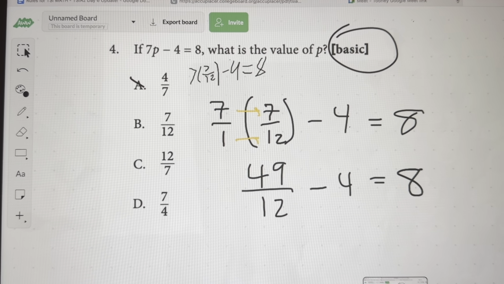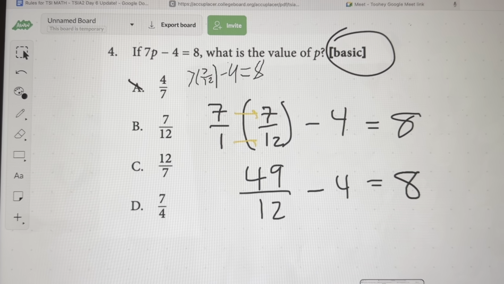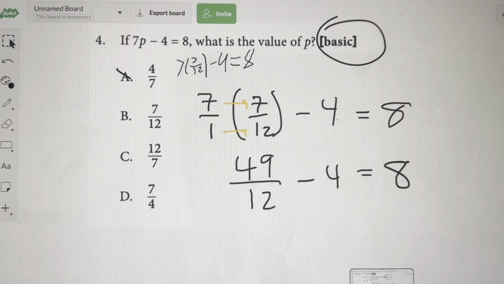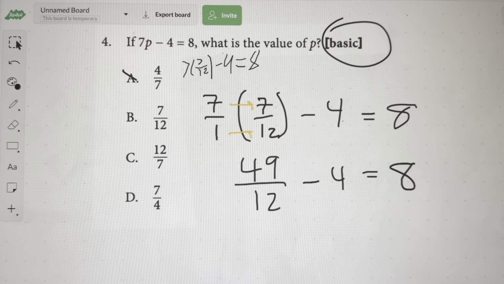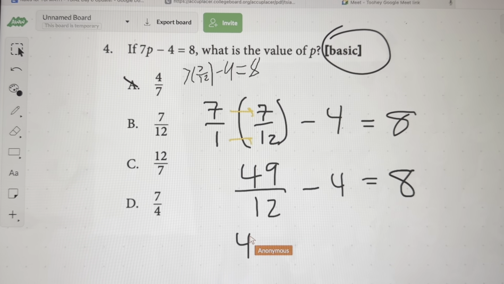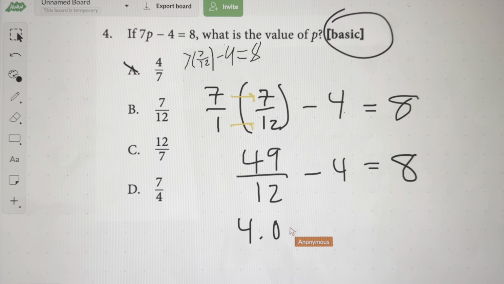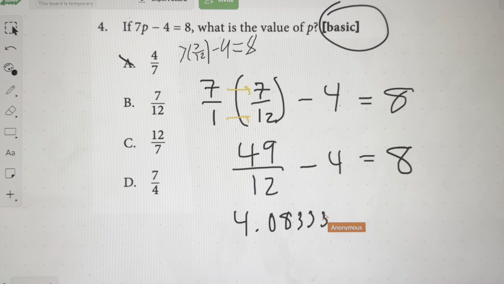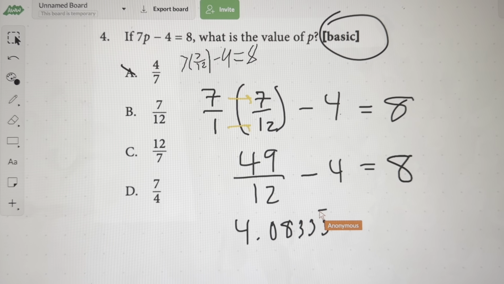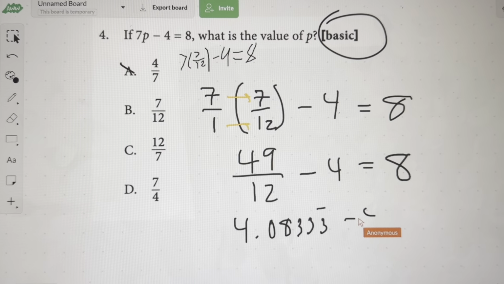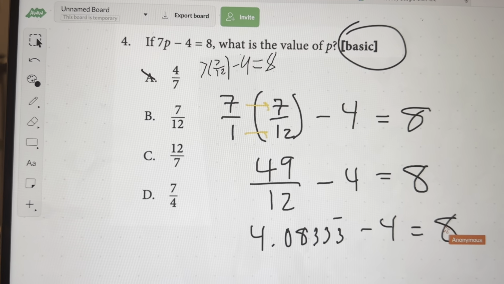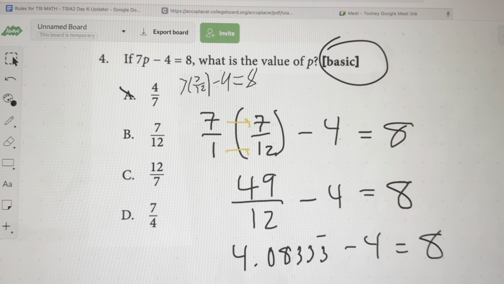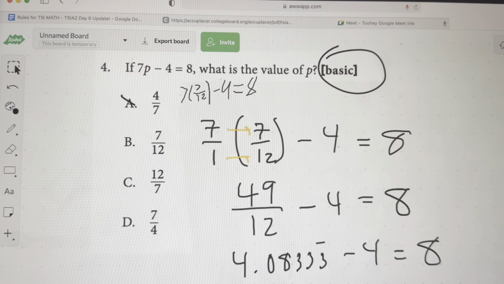You got a calculator, Francisco? Yes. All right, do it. What's 49 divided by 12? 4.0833333333 repeated, right? That line up there means the 3 repeats. Minus 4. Is that going to give you 8, Francisco? No, it's going to give you a very small number, close to 0.